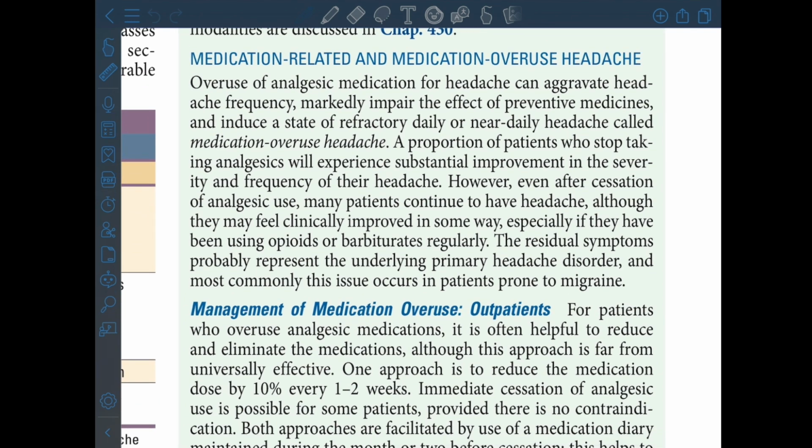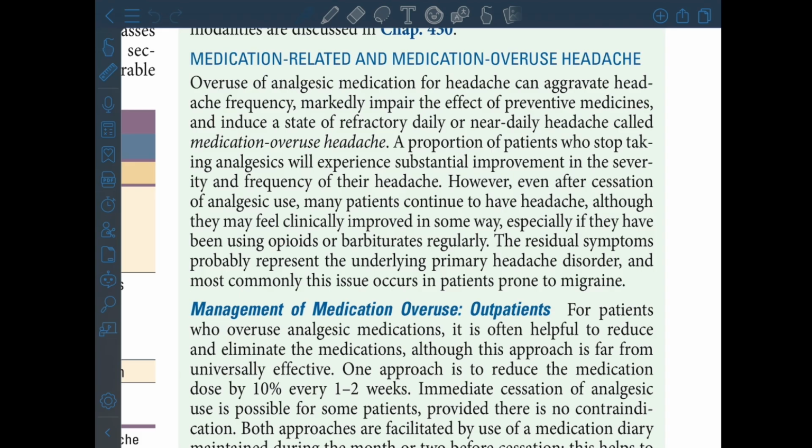Medication-related and medication overuse headache. Overuse of analgesic medication for headache can aggravate headache frequency, markedly impair the effect of preventive medicines, and induce a state of refractory daily or near daily headache called medication overuse headache.